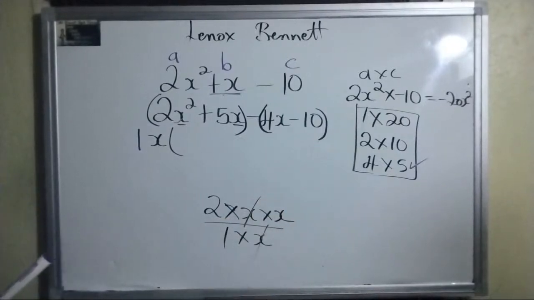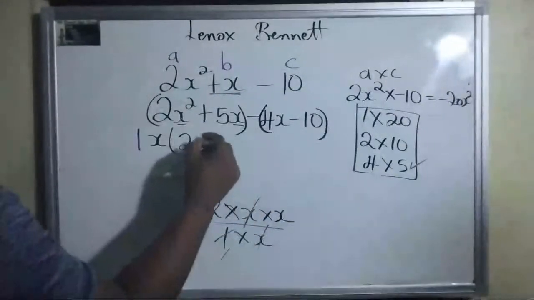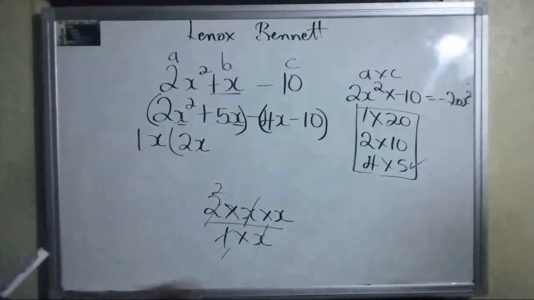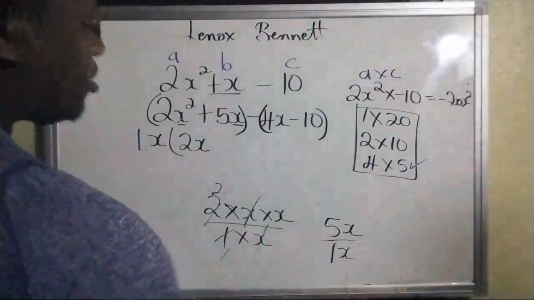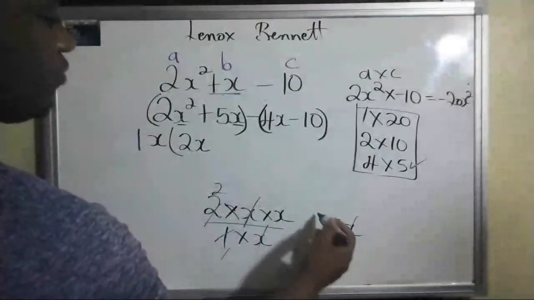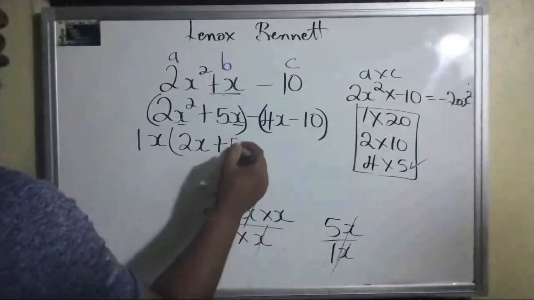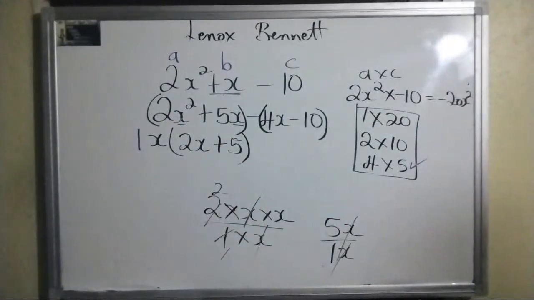Boom. 1 into that, 1 into that, 2. So we'll get 2x there. And then 5x divided by 1x: x cancels x. 1 into that, 5. So that's the 5 I got there. See it? Nice and easy. Cool runnings, Jamaican style. Alright?